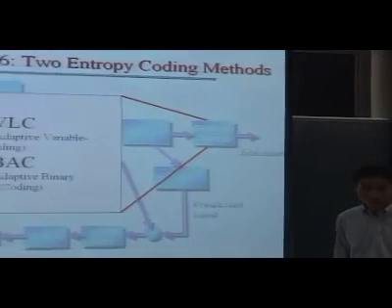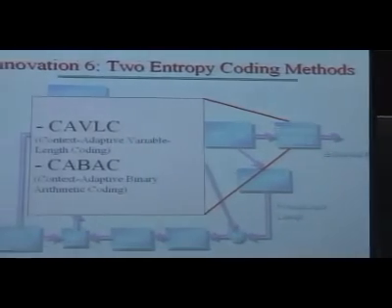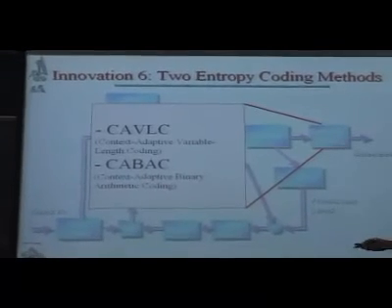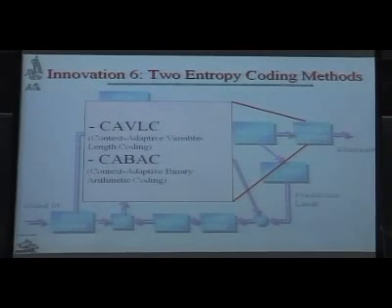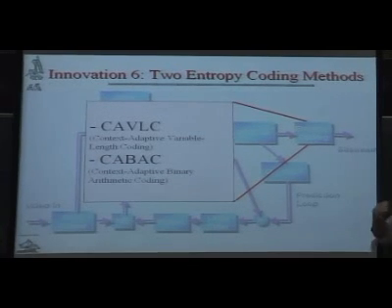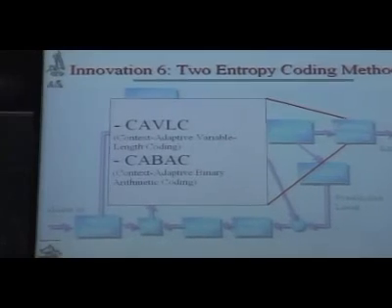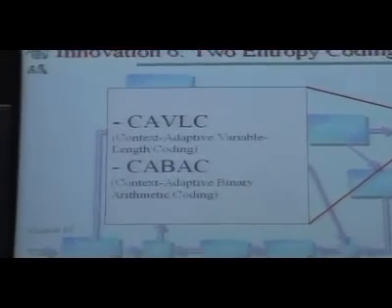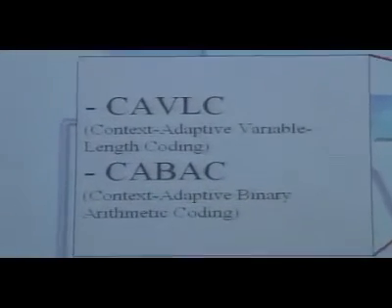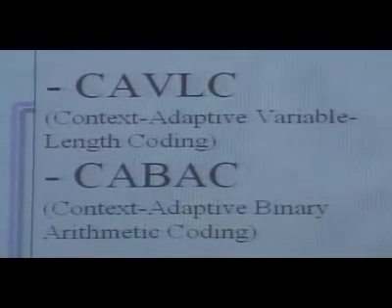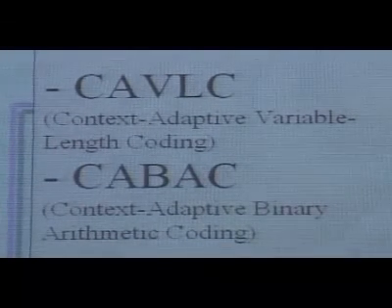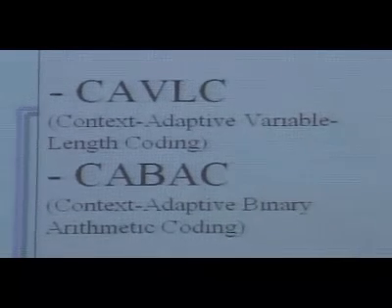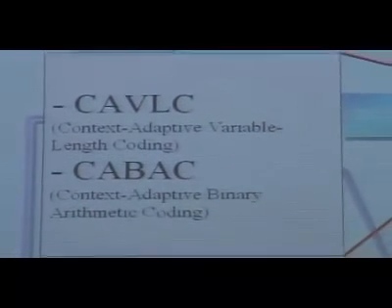And finally, innovation number 6 is context adaptive binary arithmetic coding. The arithmetic coder being used in H.264 is binary. It only understands 0 and 1. But it is context adaptive, meaning it actually takes a look at the neighbors and forms a super symbol. And so we talked about that before.